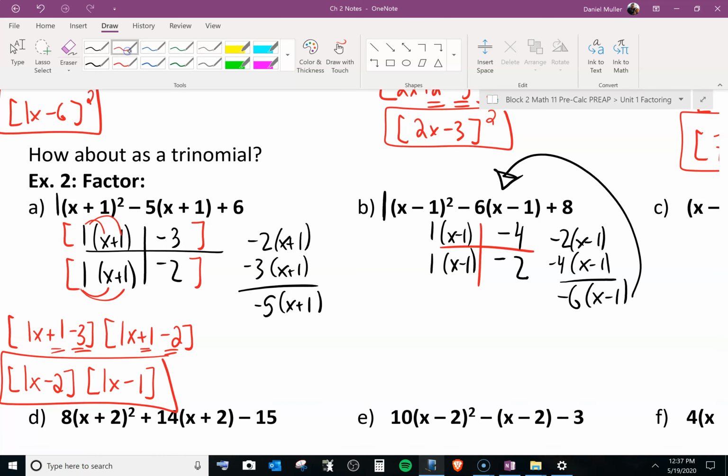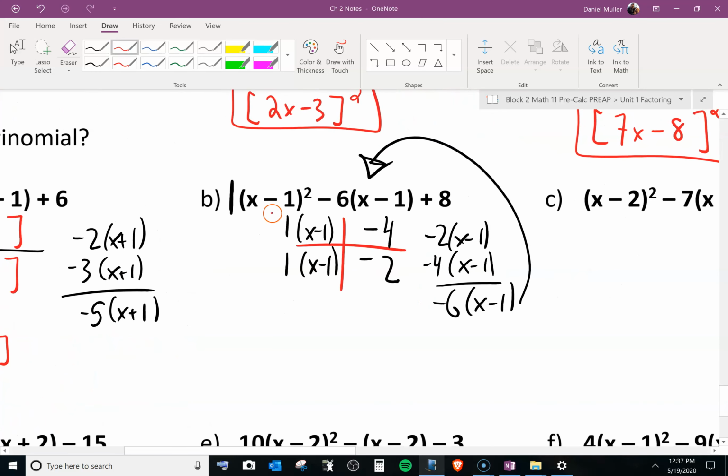So let's just put some brackets. That's one factor, and that's another. So I get a 1x minus 1. Oh, and then there's a minus 4. And then a 1x minus 1. And a minus 2.